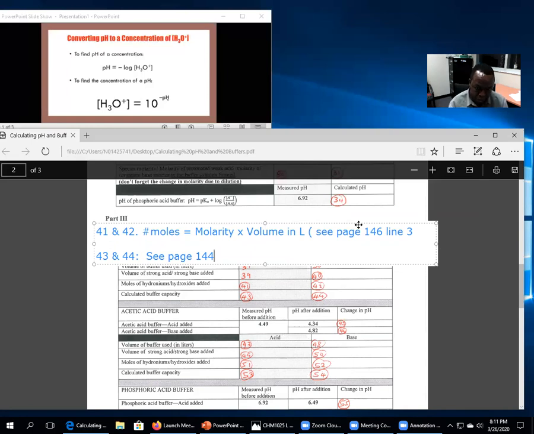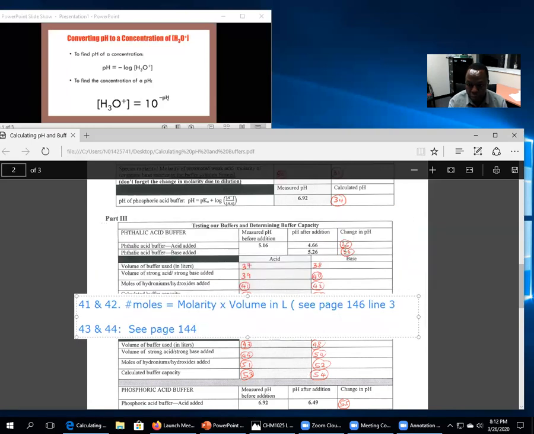Change that to liters. And remember, it's going to be absolute. That multiplication, there is multiplication between volume and the powder solution, so just make it positive. Whatever you will use for change in pH, it comes from these 35 and 36.